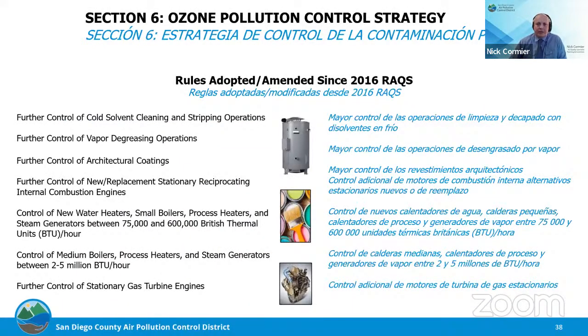Moving on to Section 6, our ozone pollution control strategy, the 2016 RACs set forth a number of proposed measures to further reduce ozone precursor emissions. 7 measures were ultimately adopted or amended, as shown on the screen. Together, these measures resulted in ozone precursor emission reductions of 2.3 tons per day.